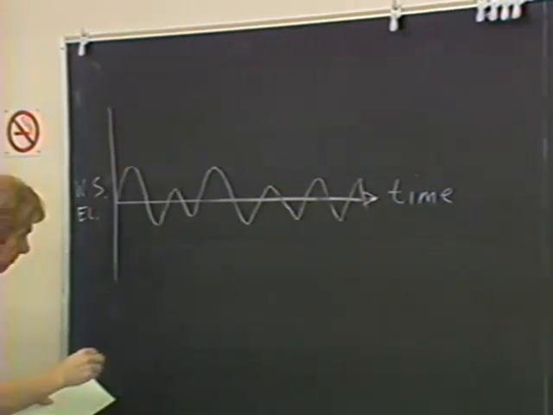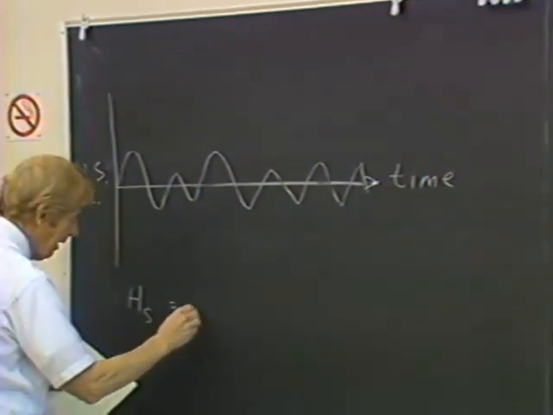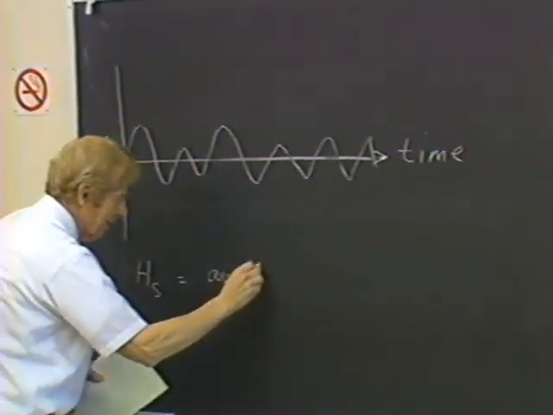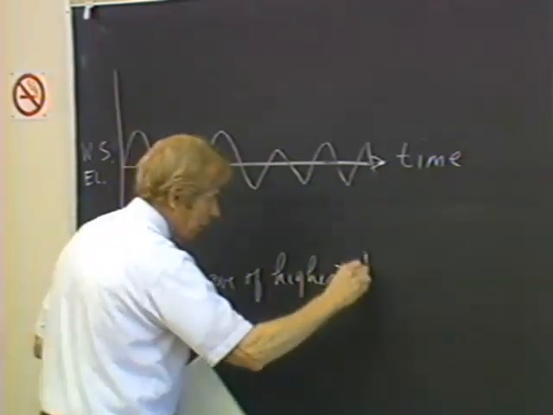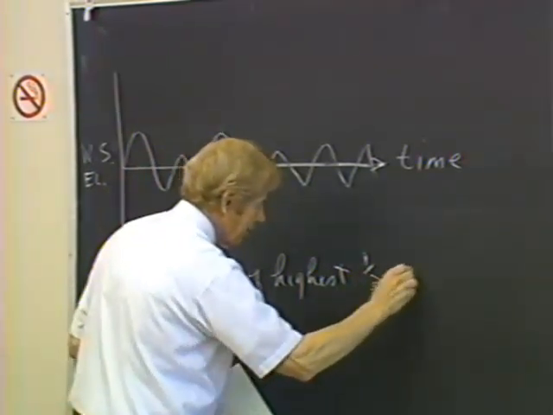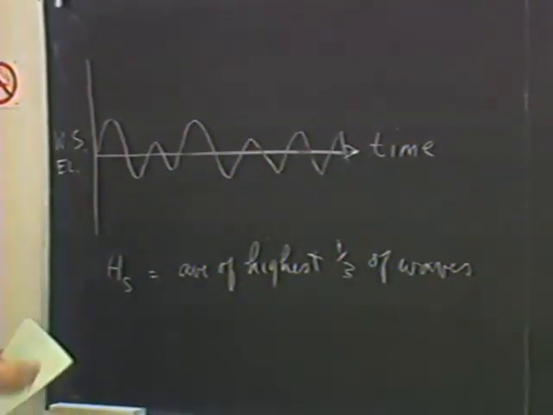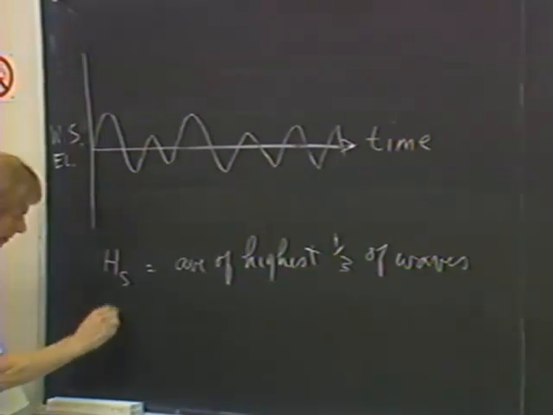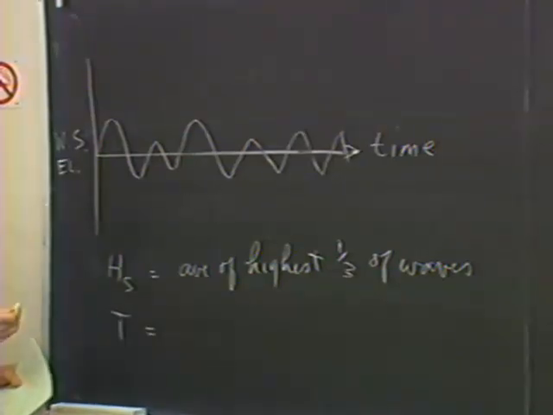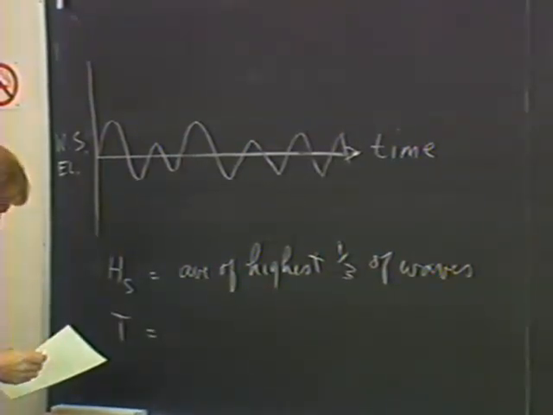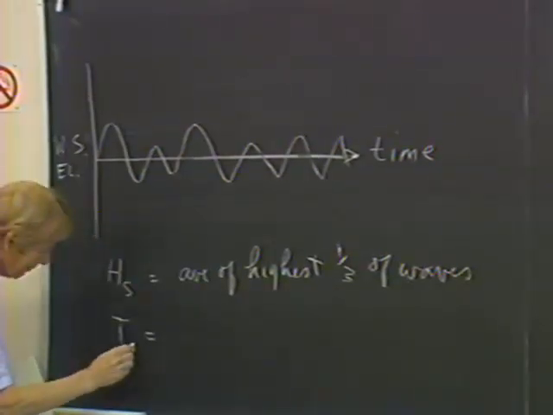The significant wave height, which we call H sub S, is the average of the highest 1/3 of waves. And then the period, probably I should call it an average period or a significant period.